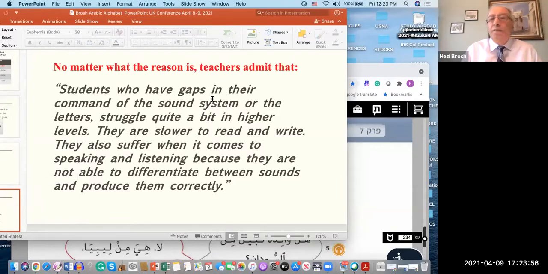So, whatever the reason for teaching the writing system fast, teachers admit that students who have gaps in their command of the sound system or the letters struggle quite a bit in higher levels, like when they are third year or fourth year. They are slower to read and write. They also suffer when it comes to speaking and listening because they are not able to differentiate between sounds and produce them correctly.